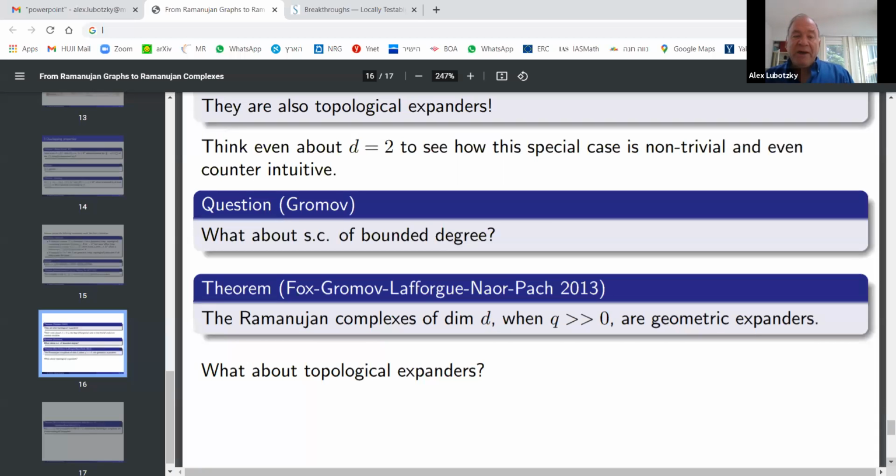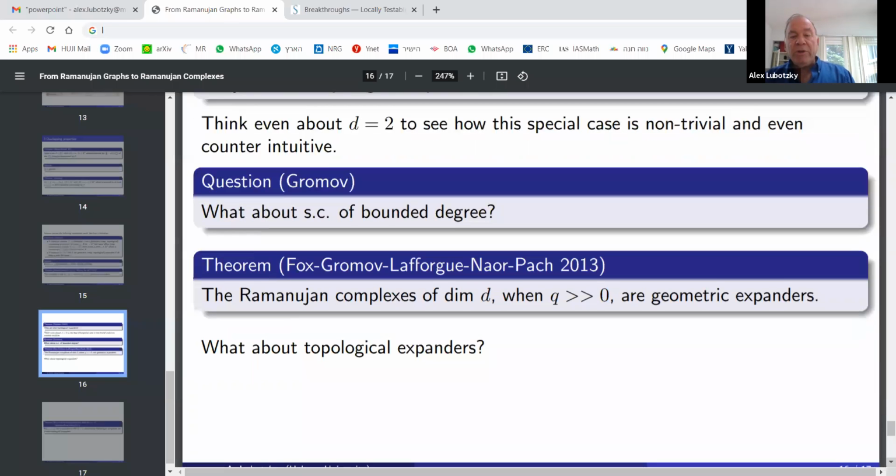And a few years after that, in joint work with Laforgue, this time the brother, Vincent Laforgue, and Assaf Naor, and Janos Pach, and Jacob Fox, they proved that those Ramanujan complexes that I mentioned to you before are geometric expanders. I have to say that I didn't know about this work before. Then somebody called my attention that they were using our work, so I was very happy.